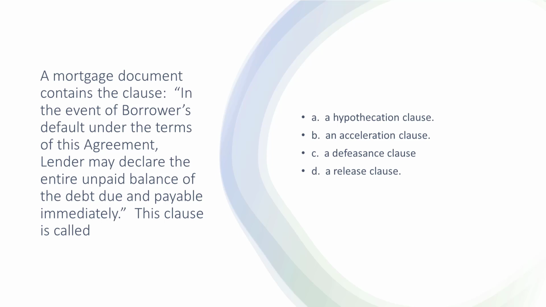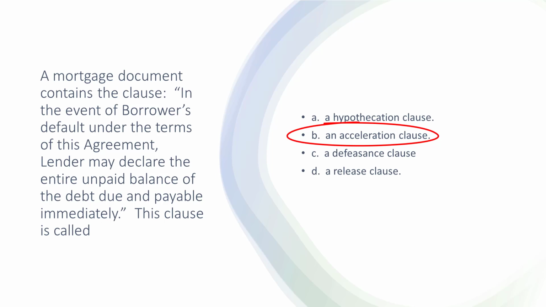The answer is B, an acceleration clause. An acceleration clause can be used to make the remaining balance of the loan due if the borrower defaults. Hypothecation is the act of offering the property as security without giving up possession. The defeasance clause in a mortgage defeats the granting clause. A release indicates that the loan has been paid in full.